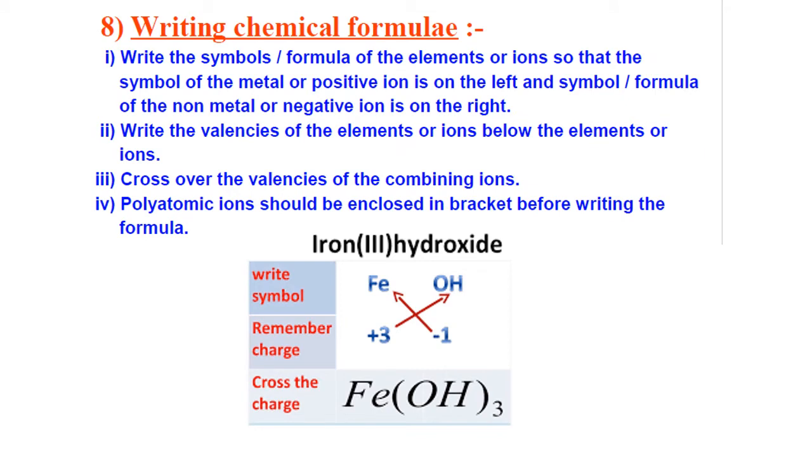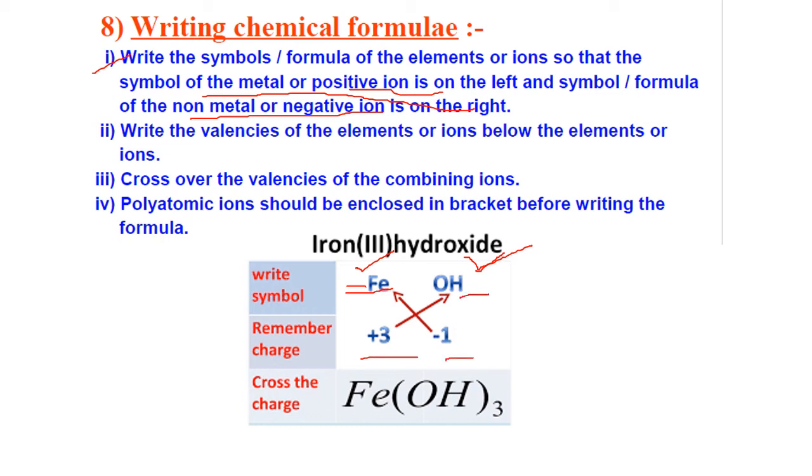So how do we write the formula? First of all, we need to write the symbols and formulas of the elements or ions, so that the symbol of a metal or positive ion is on the left, and the negative non-metal is on the right-hand side. For example, this is a metal and this is a non-metal. So positive on the left-hand side and negative on the right-hand side. So what is the valency of Fe? It is +3. And what is the valency of OH? It is -1.